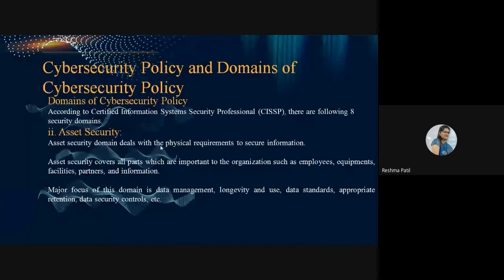Now the second domain is asset security. Asset, what is asset? Can you tell me? Asset means what? Asset security. We have to do asset security. Now you are a cybersecurity expert and you have to do this asset security. What is asset security? What part are you going to secure? Asset means what?